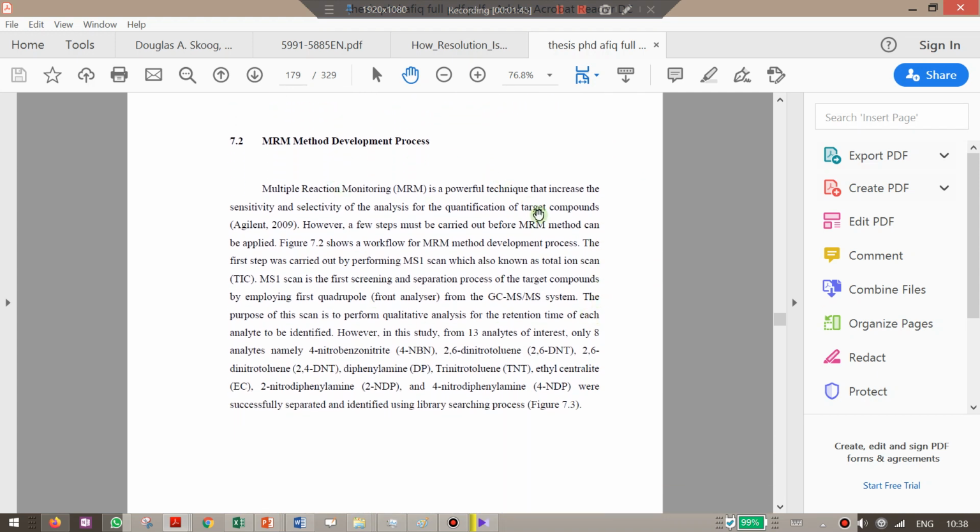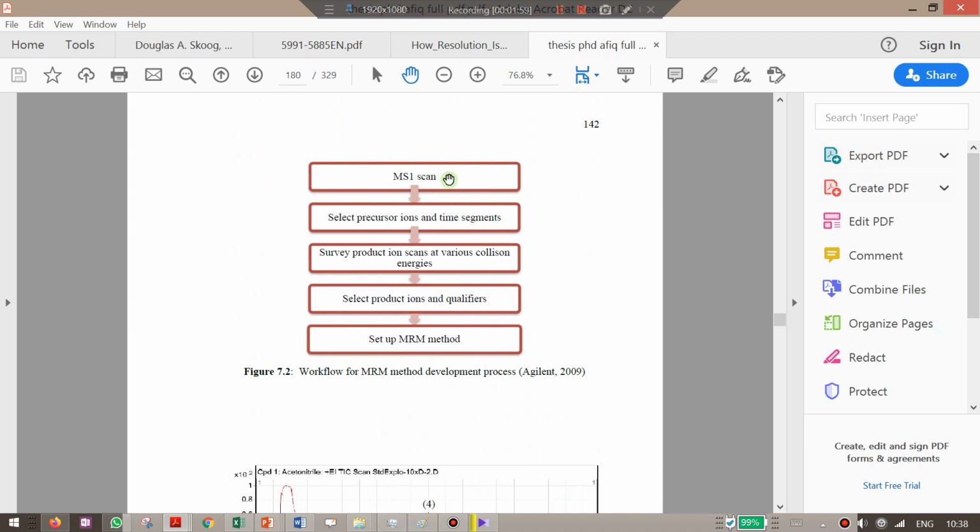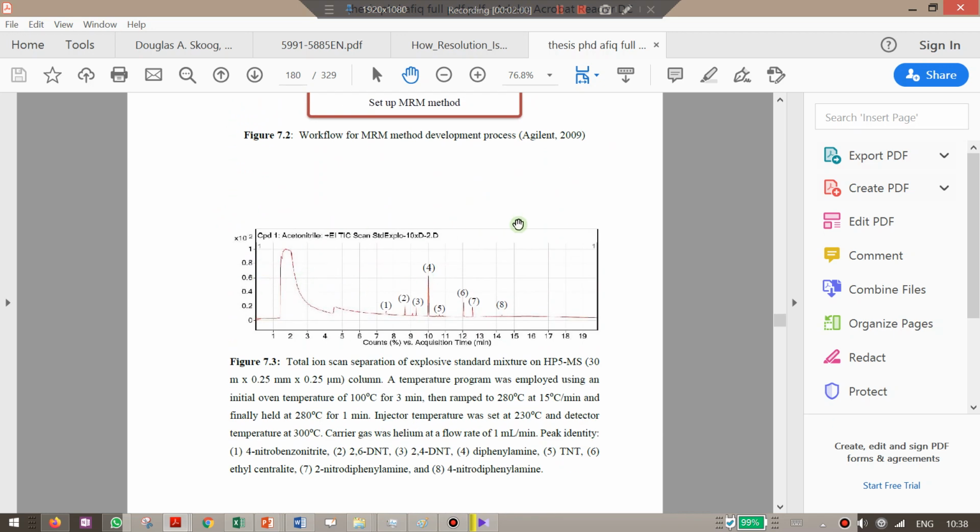The first step, you need to have multiple reaction monitoring. This means that you scan everything. You look at all the compounds you have in your sample. You perform the MS1 scan, and you have everything, all the compounds you have over here.